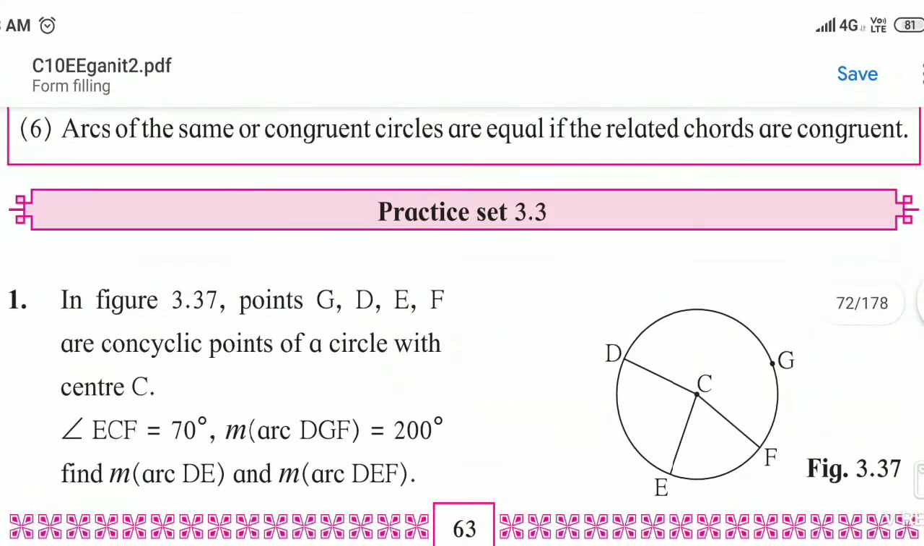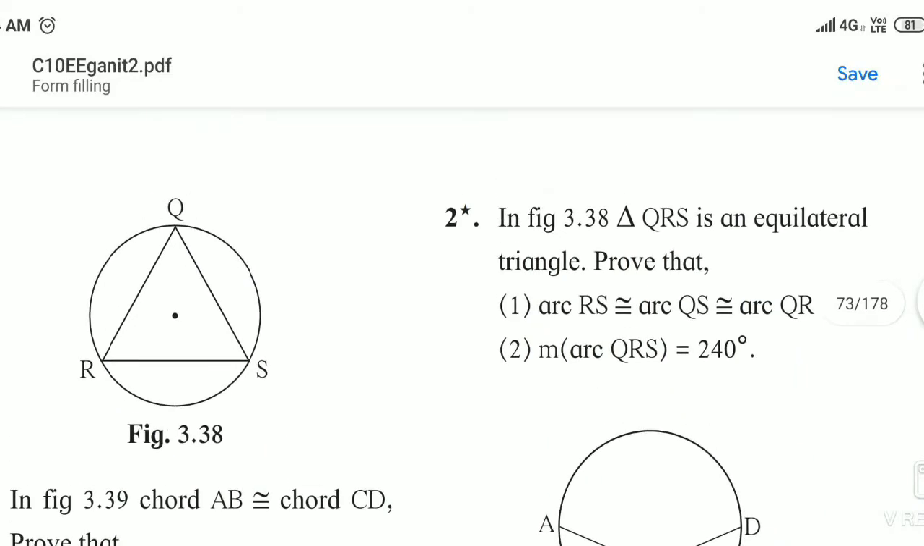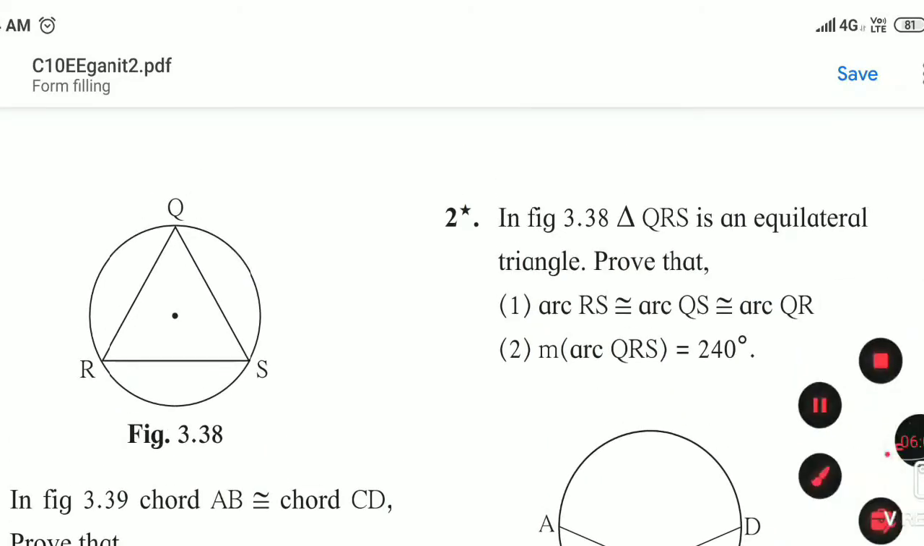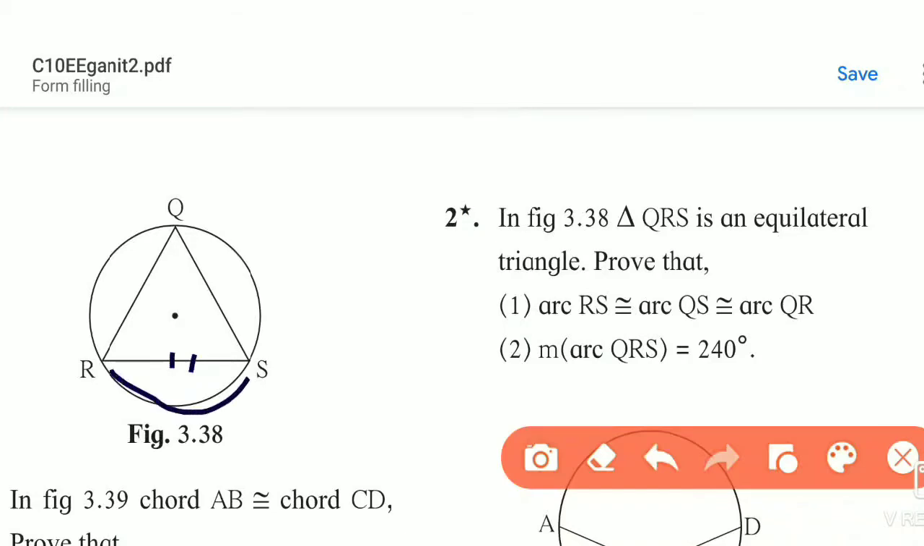Now you are going to solve practice set number 3.3. Inside it there is one HOTS question, question number 2. It's HOTS, but it is not actually so hard. See here, in equilateral triangle QRS, we have to prove that arcs RS, QS and QR are congruent. It's easy because it is an equilateral triangle, and you all know that each angle's measure is 60 degrees.